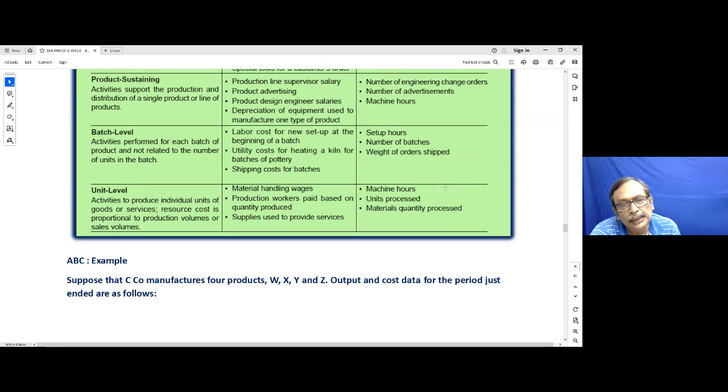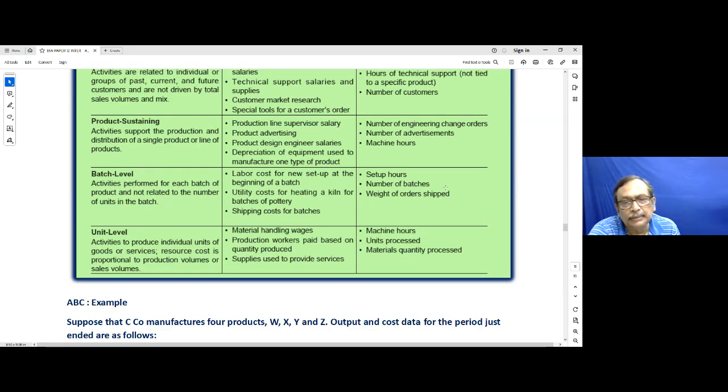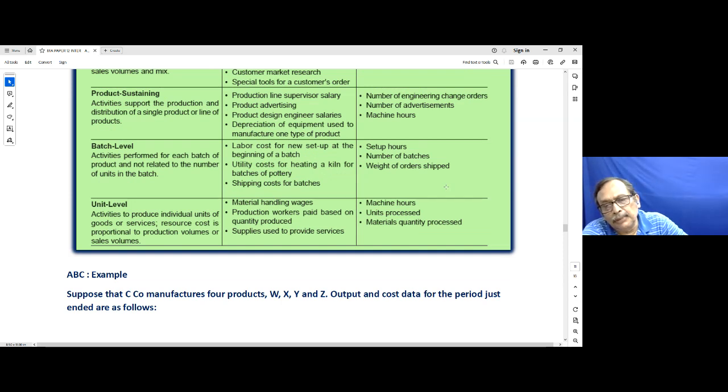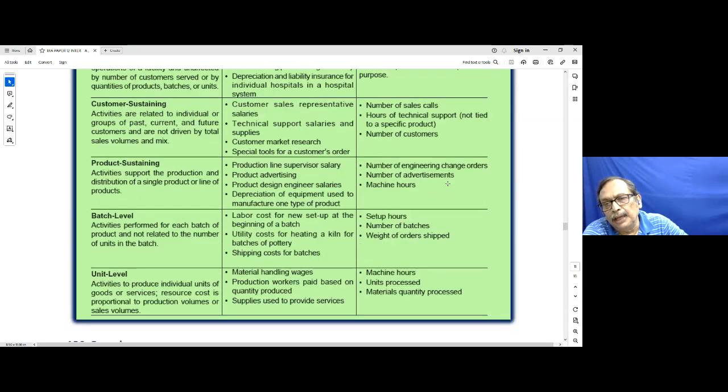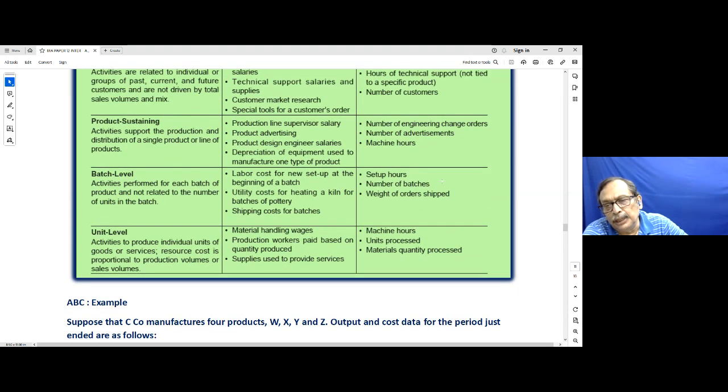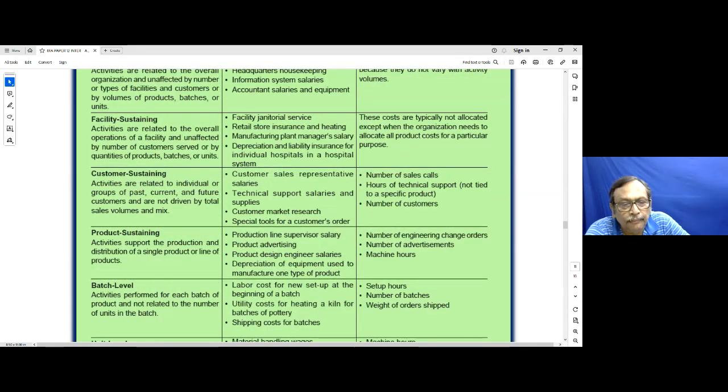And finally, unit level: activities to produce individual units of goods or services. Resource cost is proportional to production volumes or sales volume. Examples: material handling wages, production workers paid based on quantity produced, supplies used to provide services. So we may have different cost drivers: machine hours, units processed, materials quantity processed, etc. Now, hope you have understood.